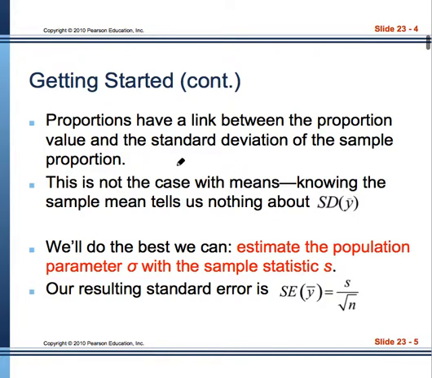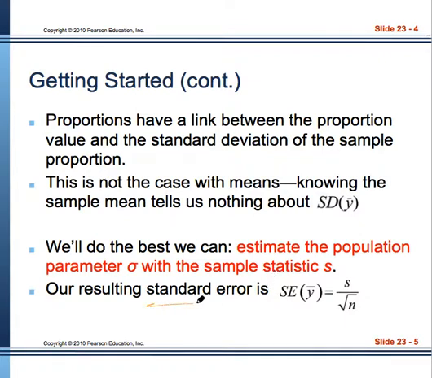Proportions, just to remind you, have a link between the proportion and the standard deviation with the sample proportion. Okay, but it's not the case with means. It doesn't happen that way. So knowing the sample mean doesn't tell us anything about the standard deviation. We need to have a very large sample in order to be able to do that, and that's just not going to happen. So we want to estimate the population parameter, which is this symbol right here, with the sample statistic. Remember that population parameter, that's everybody, and the sample statistic is the small group that we're going to say is representative of the entire population.